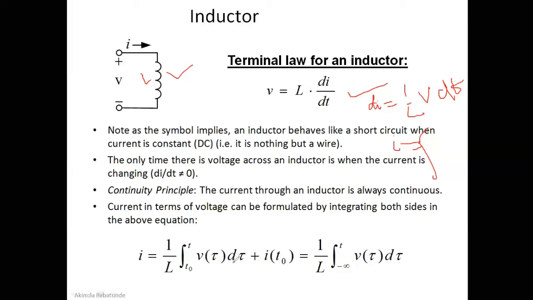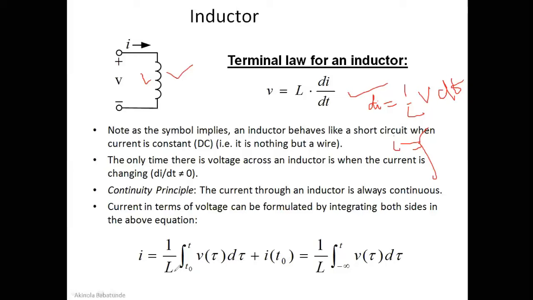All right, and then from initial time to final time, you can see you have that here, then plus I of t naught. I of t naught would be the initial current flowing to the inductor. And that is going to be from t naught to infinity.